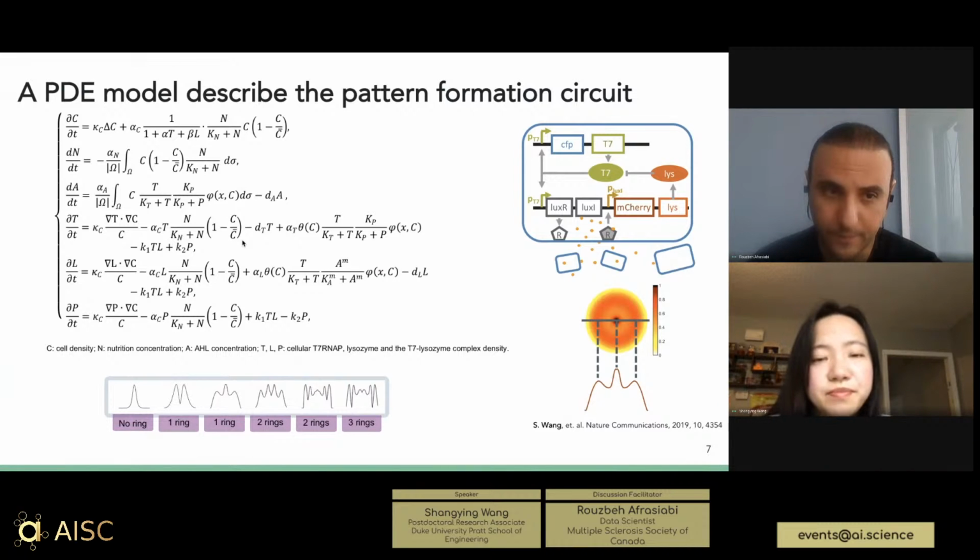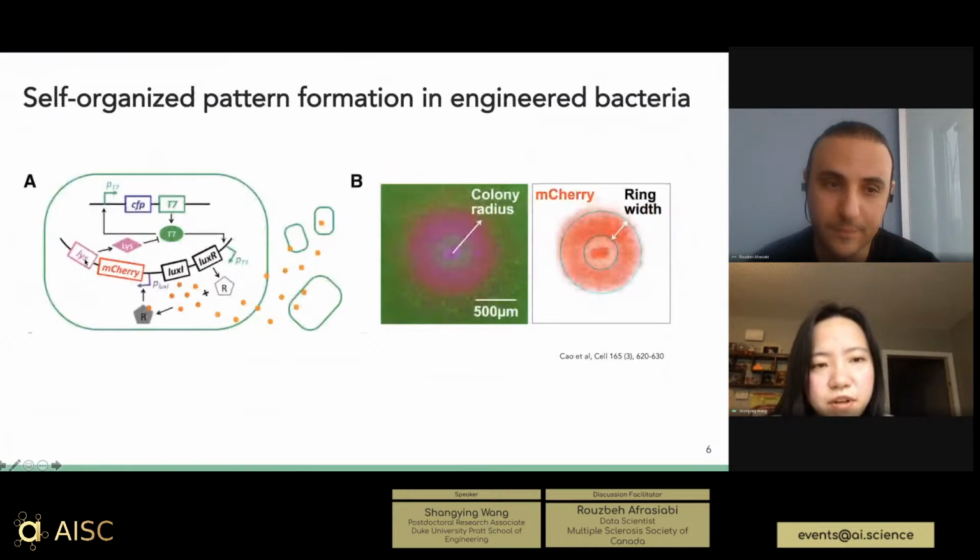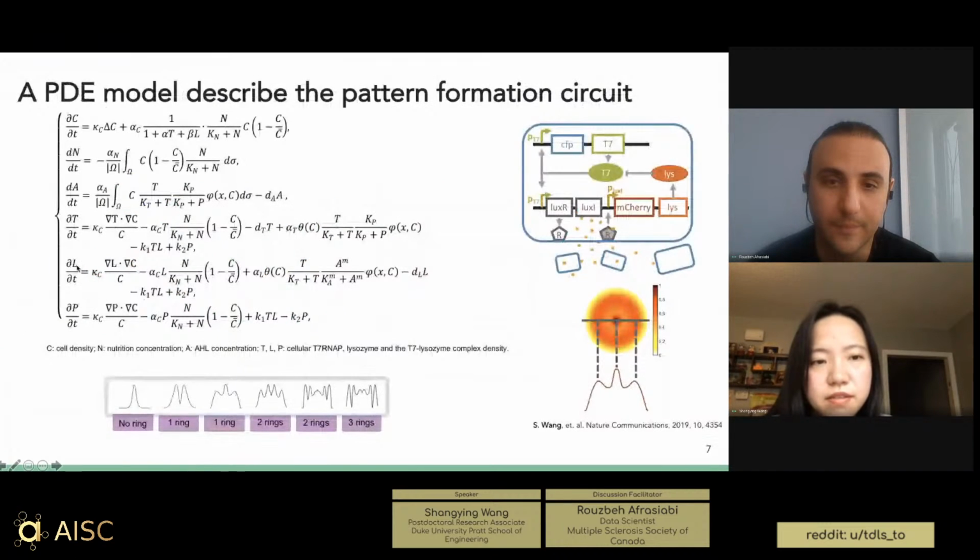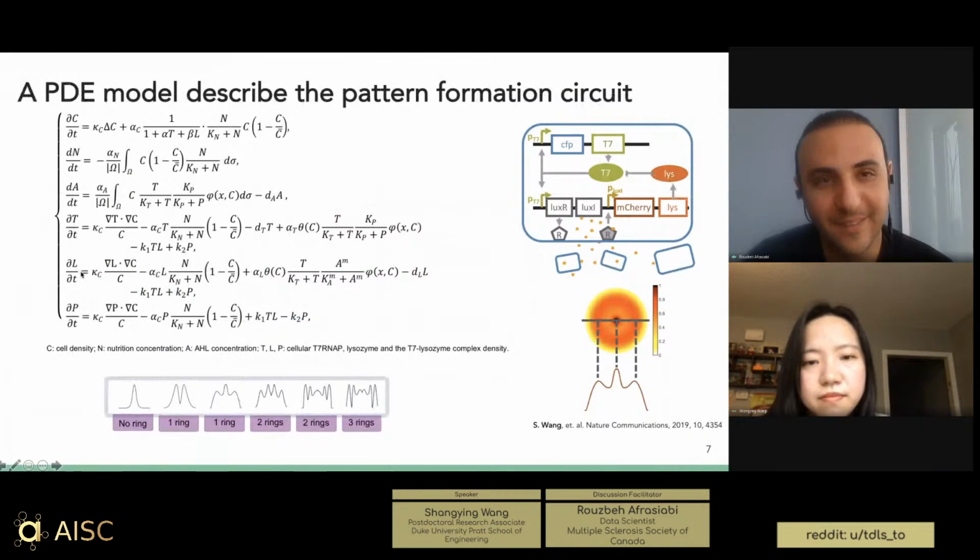Just so that the audience understands, what are the outputs from your simulation, or the inputs to your deep learning model? So the output mCherry corresponds to the lysosome. In the experiments, when you show the mCherry patterns, it actually reflects how much lysosome there is in the space. So this is the L here. Okay, that's great.